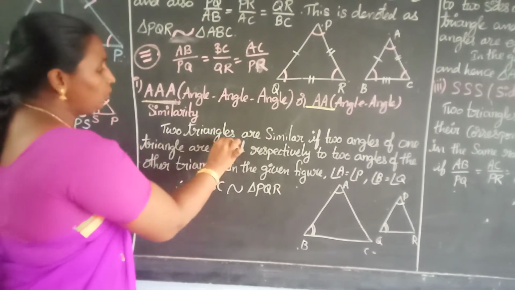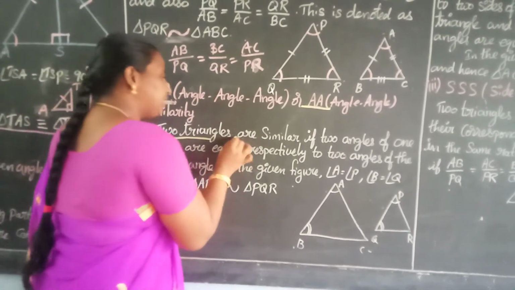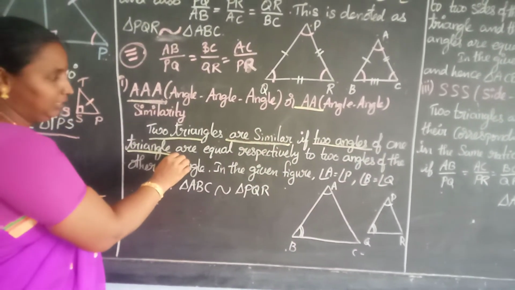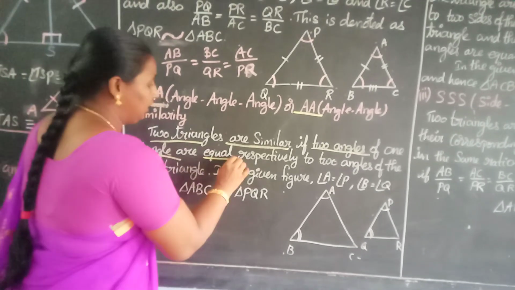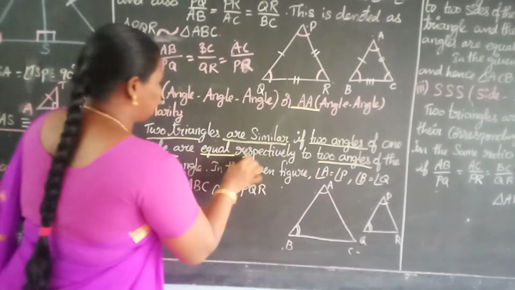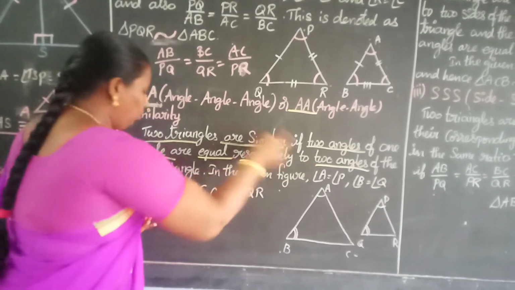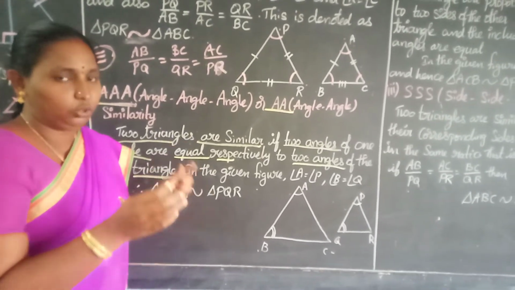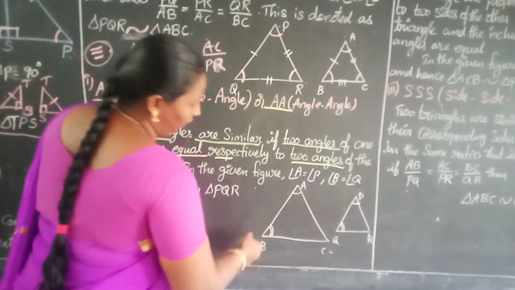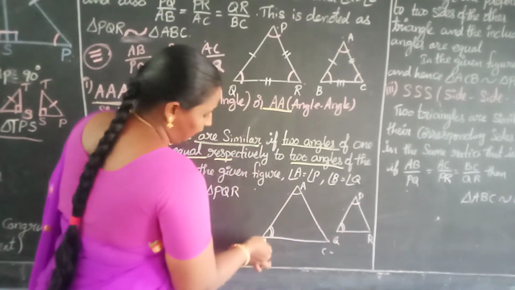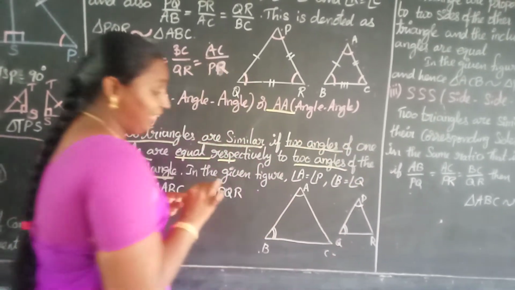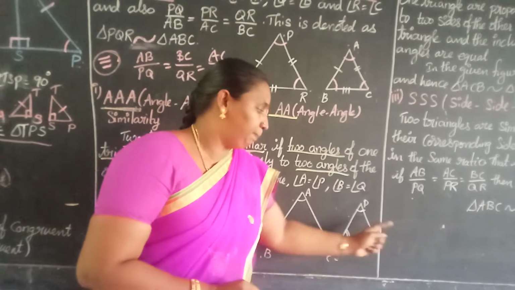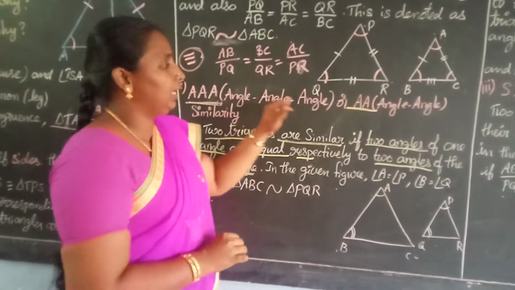Okay. Next. So when will you say that two triangles are similar? If two angles of one triangle are respectively equal to two angles of the other triangle, then we say that both triangles are similar to each other. That is, see the figure: if angle A equals angle P and angle B equals angle Q, then we will say that triangle ABC is similar to triangle PQR. This is one way, that is angle-angle similarity.